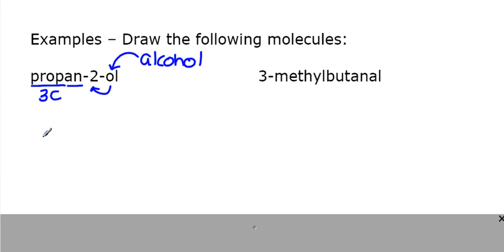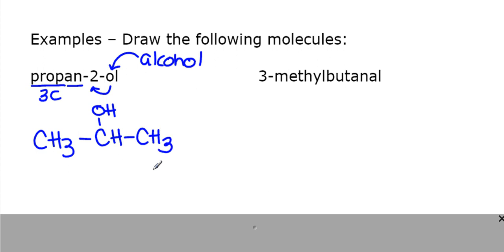So when I put it together, I've got carbon 1. On carbon number 2, I have my hydroxyl group. I need a hydrogen there. And then this is my 3rd carbon. 1, 2, 3. Let's try another example, and then I'll give you a few minutes to try the others so you can pause the video.